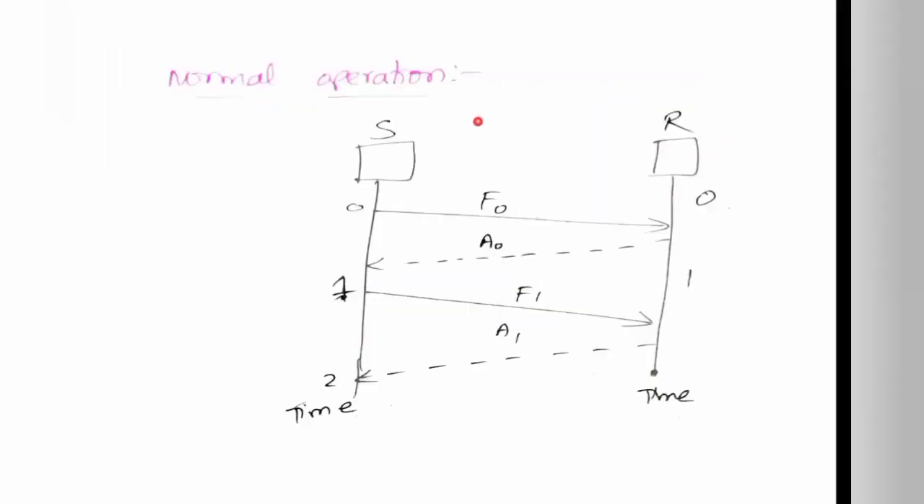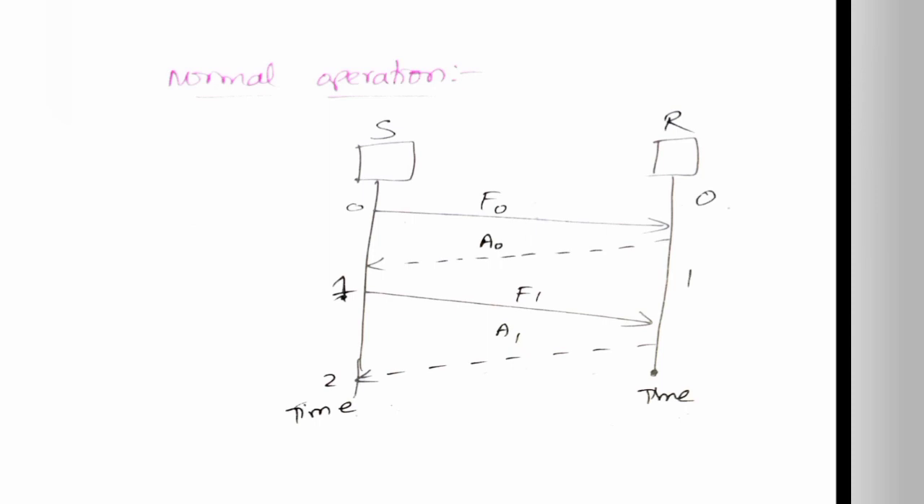So in the normal operation of the stop and wait ARQ, first of all, the sender will send frame 0 and wait to receive the acknowledgement 0 from the receiver side. When acknowledgement 0 is received, the sender will send frame 1 and then wait to receive acknowledgement 1, and so on, and the transmission will flow.